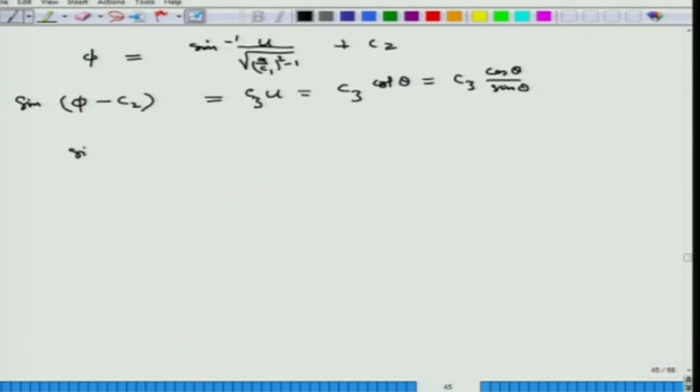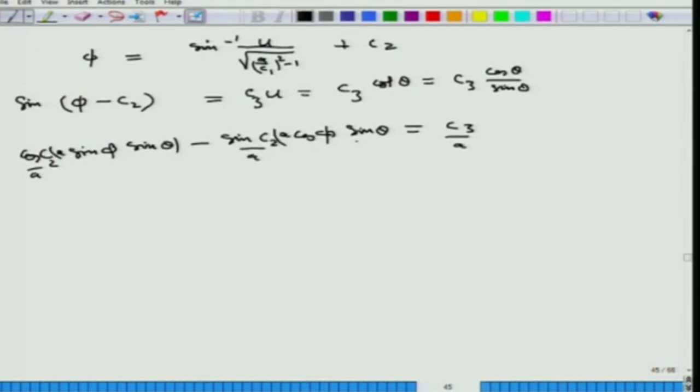So, sin phi sin theta and this cos C 2 minus sin C 2 cos phi sin theta equal to C 3 by A. Here also we can take by A like this, by A cos theta.